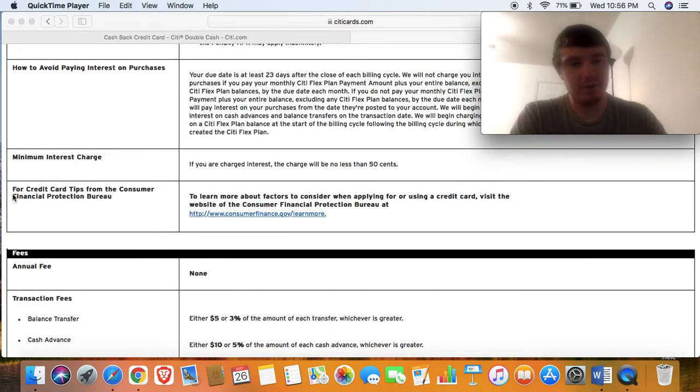Then this right here, this is required by federal law that they have this box here. It says credit card tips from the Consumer Financial Protection Bureau. And then they basically tell you the website. By government law, they have to have that box in their terms.